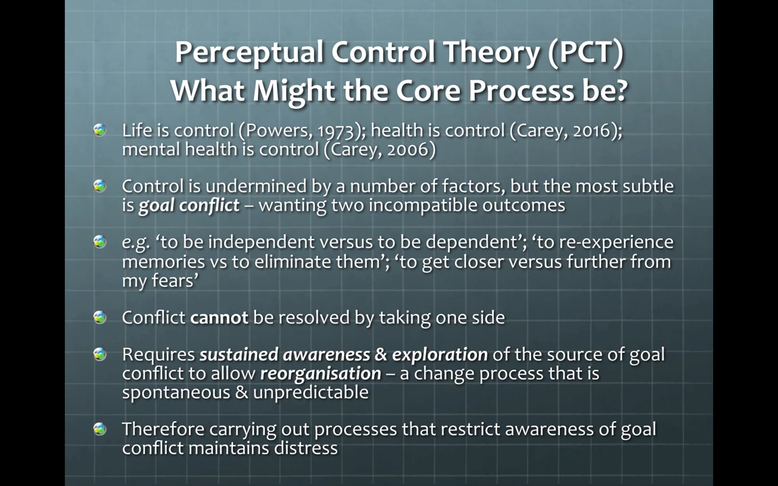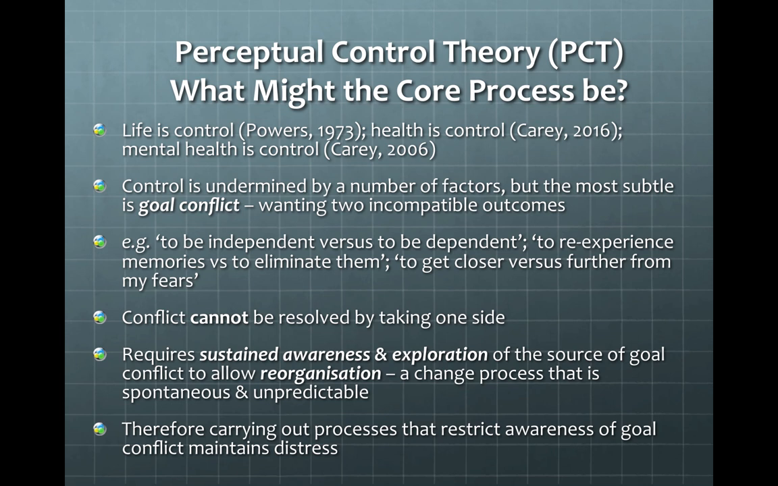What undermines control? There can be a number of factors, but the most subtle and pernicious of these is what's called goal conflict, wanting two incompatible outcomes or incompatible experiences. The notion of conflict obviously is not new to this whole field, but it's defined quite carefully within perceptual control theory. But just to give you some clinical examples, it's about wanting to be independent, to leave home, for example, and have your own career, whilst at the same time being dependent on your family, or conversely, your family needing you, and therefore feeling those two things are mutually exclusive.